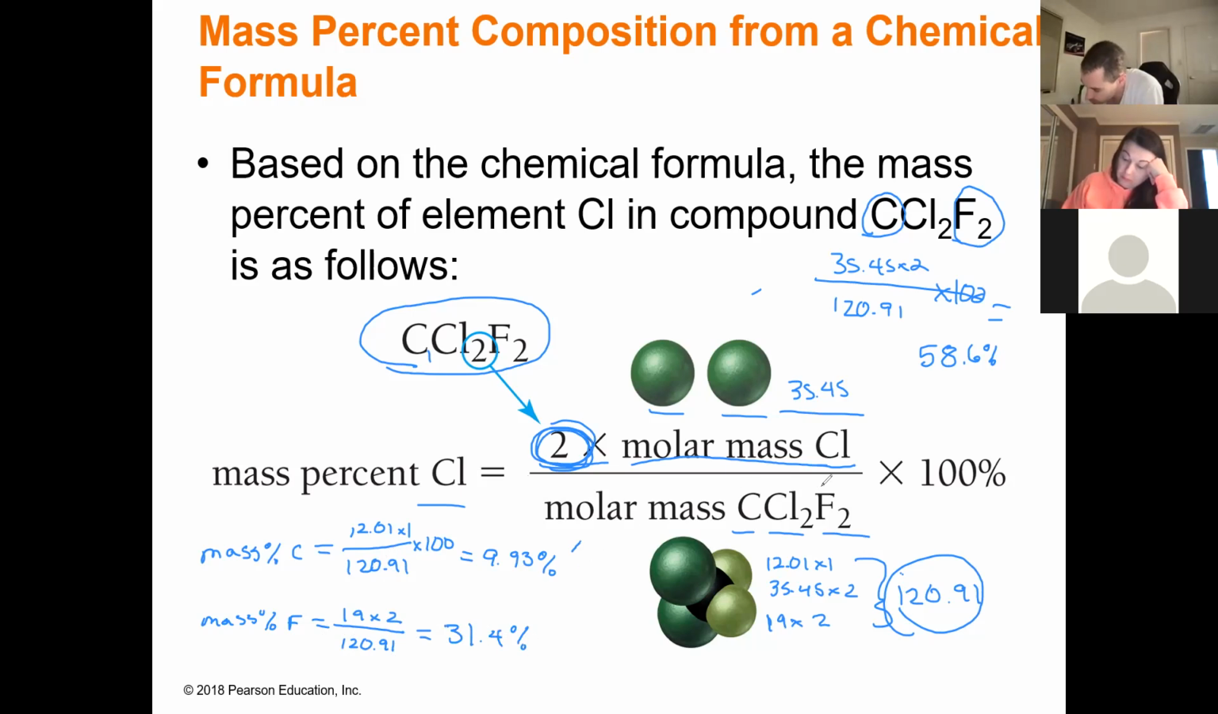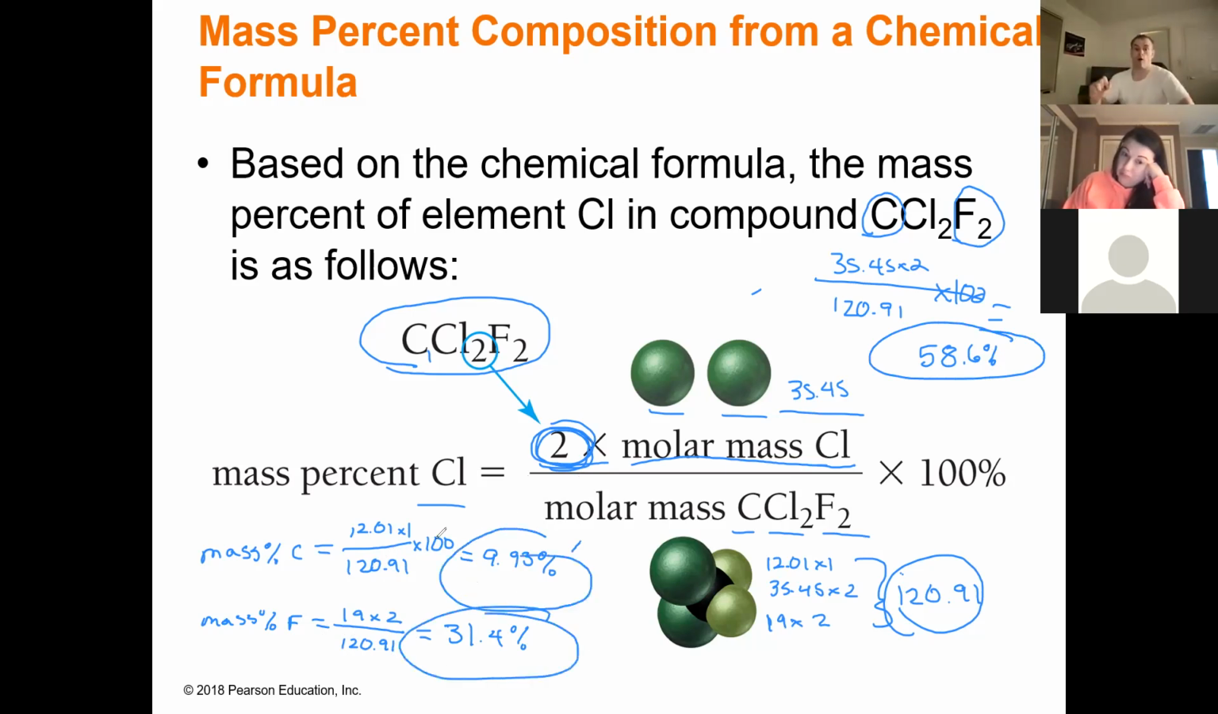One way you know that you've done these correctly, if you calculate for everything, is that all of these added together should equal what? They should equal 100%. Because we've calculated every individual amount. So if I add that 31 and I add it to the 9.93 and then that majority 58.6. No, I did something wrong. 31.4 plus the 9.93 plus the 58.6. I get 99.93%. That's close enough, right? Because there's a little bit of rounding.